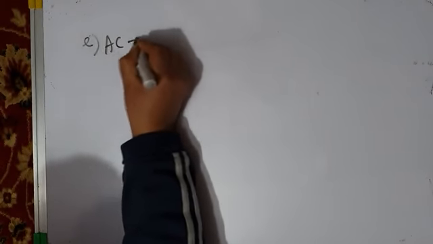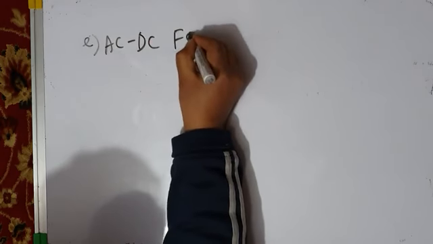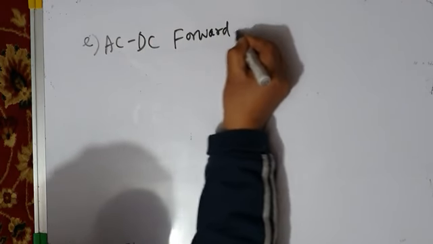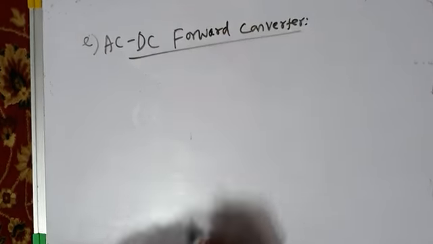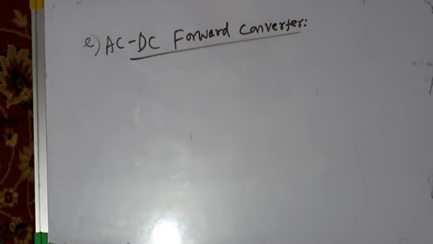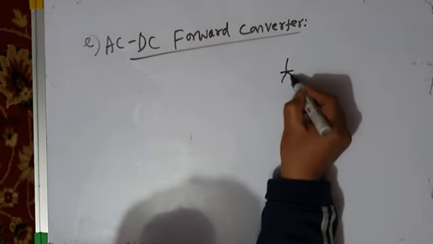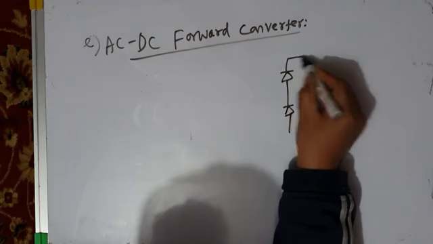And then I will discuss with you AC to DC forward converter. Forward converter. And this AC to DC forward converter looks like this. Let me draw the power circuit diagram, then I will explain a little bit.